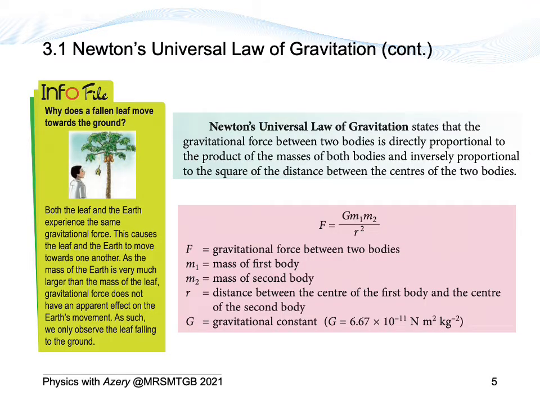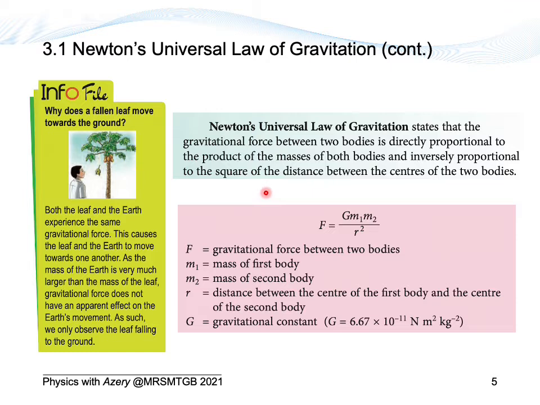So now that we know gravitational force has the same magnitude between two bodies, why does a fallen leaf move towards the ground? Because both the leaf and the earth experience the same gravitational force. This causes the leaf and the earth to move towards one another. And we know that since the earth is heavier than the leaf, we can only notice the leaf moving towards the earth rather than the earth moving towards the leaf.